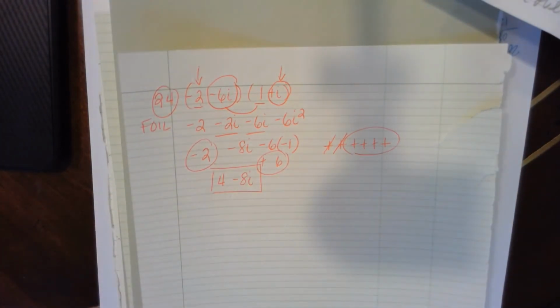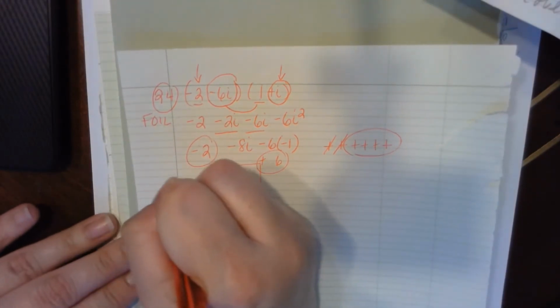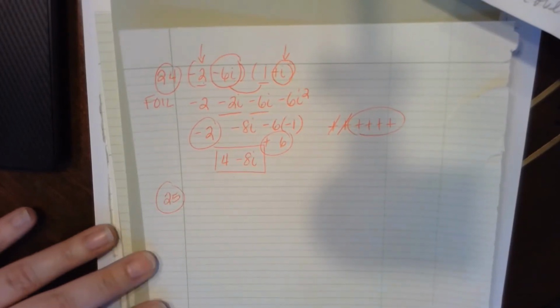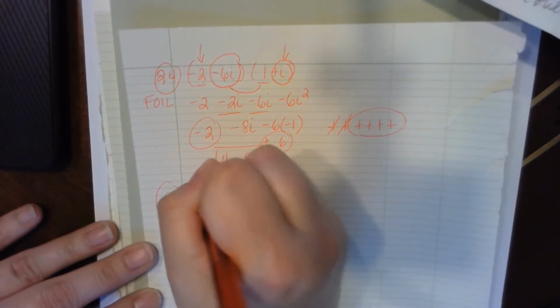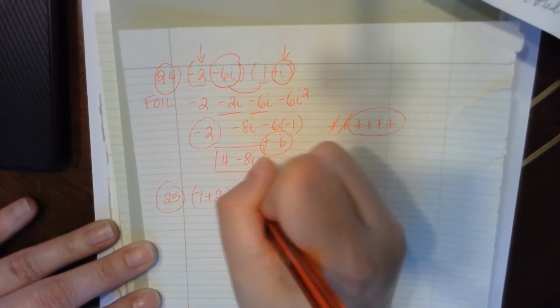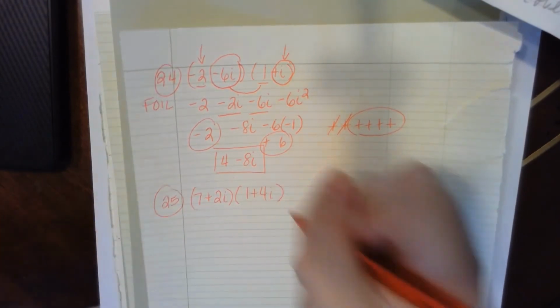Almost done. Number 25 is the same. You get 2 more of these. So 7 plus 2i, 1 plus 4i.